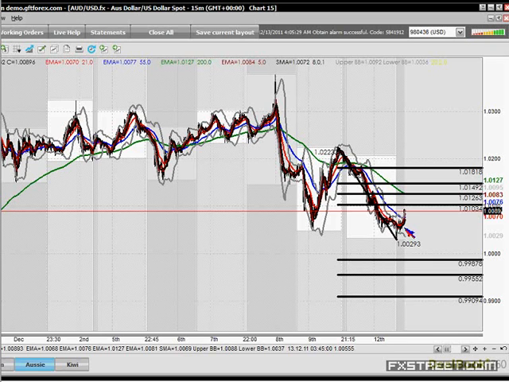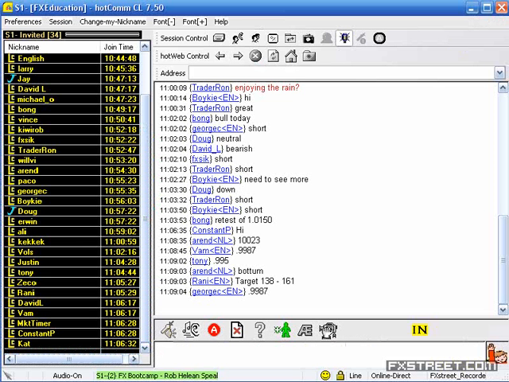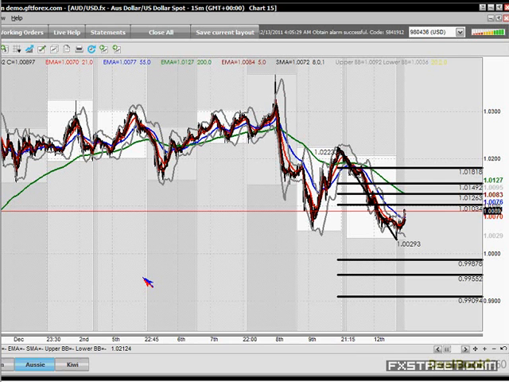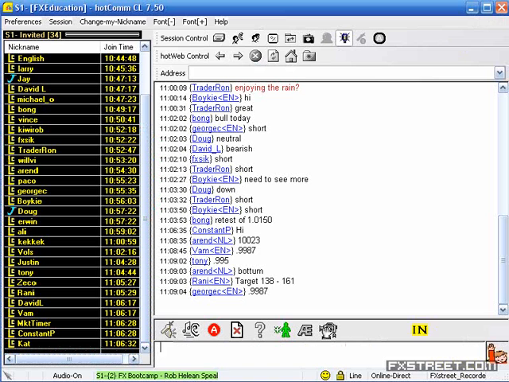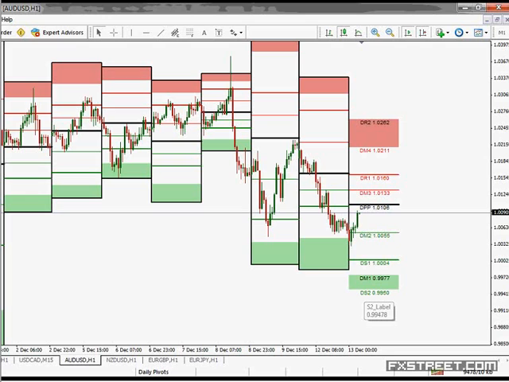What's at 23, Aaron? What's that pivot saying? Pivot saying 99.77. Okay. That would be a good target, wouldn't it? I mean, that would be an awesome trade.